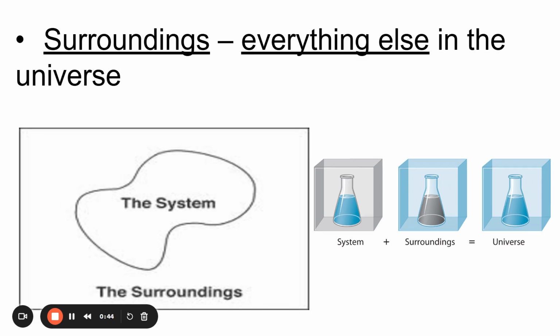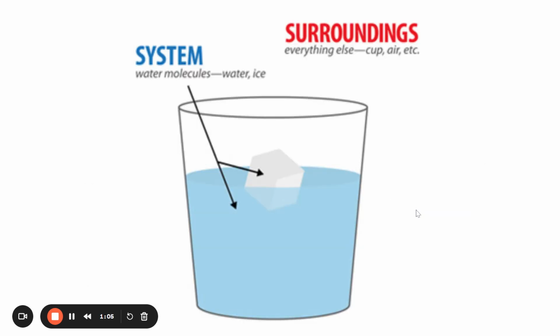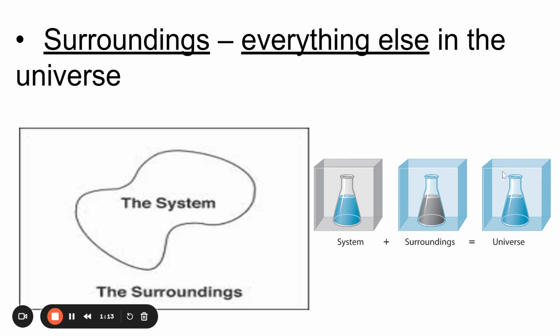The surroundings are going to be everything else. So if you look here, if the inside was the system, the surroundings now are all the outside things. It's the box, it's the air, it's this Erlenmeyer flask that the liquid is inside of, but it's not the actual liquid. The liquid was the system. Everything else is the surroundings. But when we combine those things together, the system and the surroundings, you get this universe.